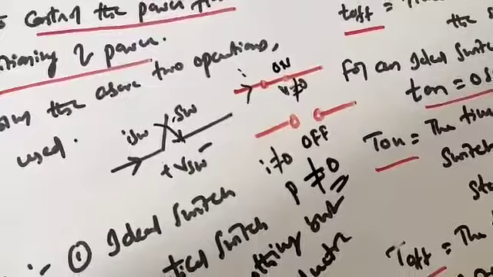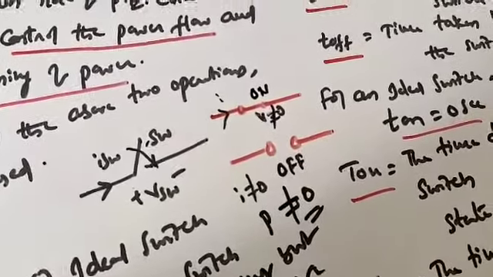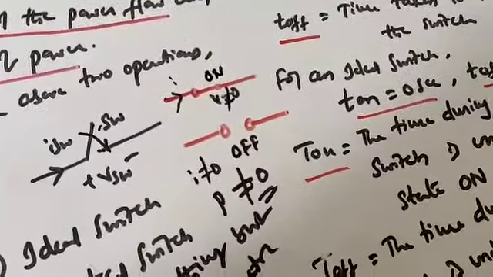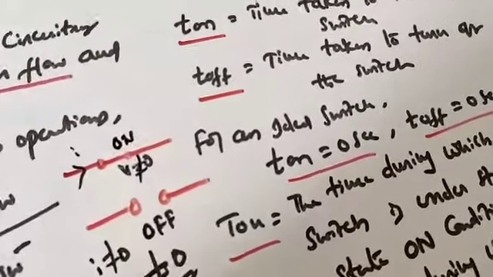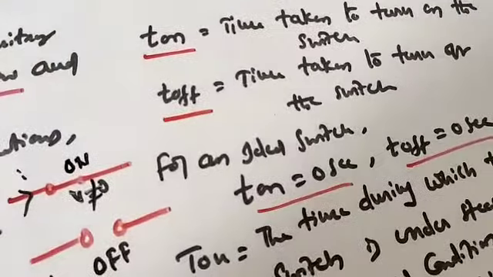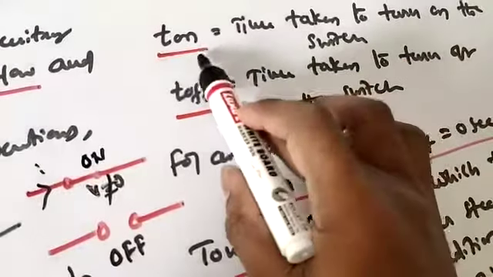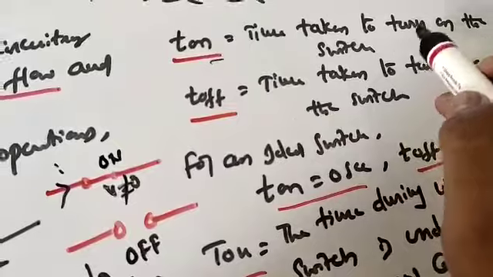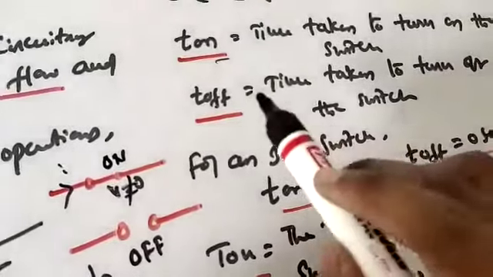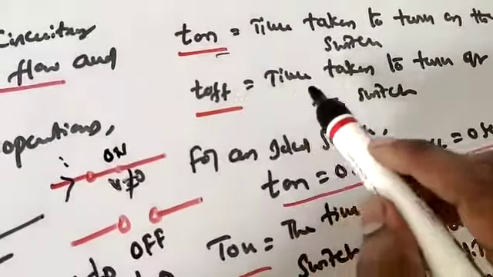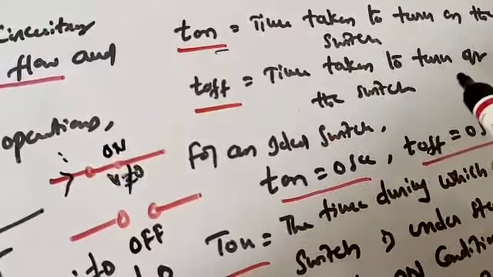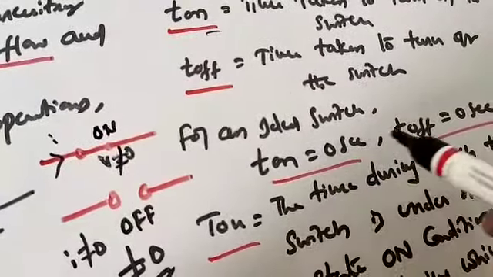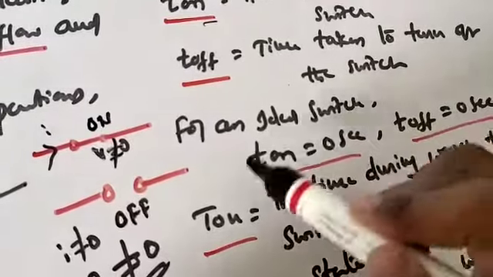Now you have to remember some important terminologies in the classification of switches. The first terminology is small t on, that is the time taken to turn on the switch. The next one is small t off, that is the time taken to turn off the switch. For an ideal switch, t on equals 0 seconds and t off equals 0 seconds. Please remember this.